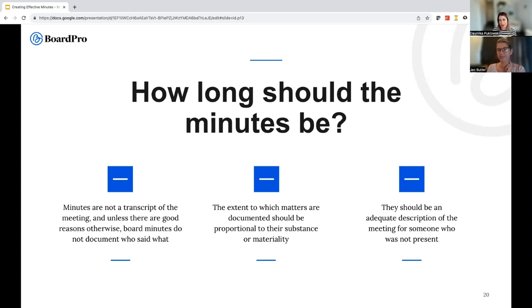What is important is things relating to solvency, to reckless trading, to reviewing the finances, to HR matters, to health and safety matters. These things that the board actually has responsibility for, those are the things that have substance and need to be recorded with a little bit more detail.